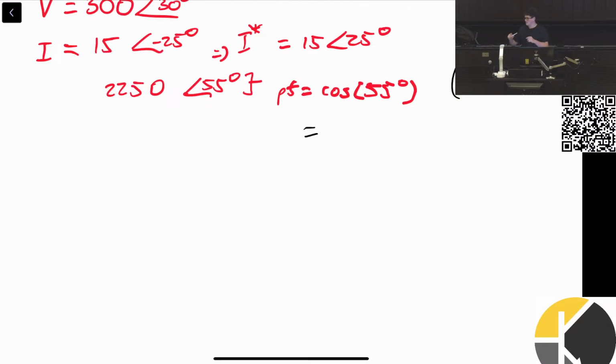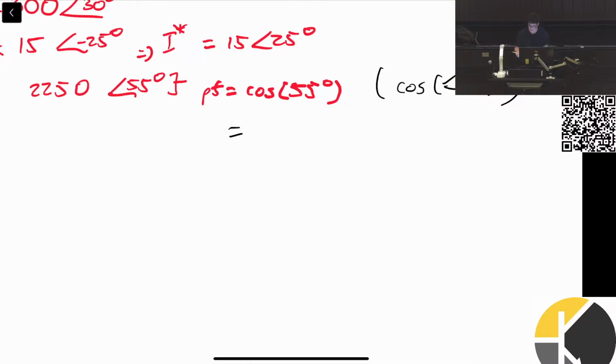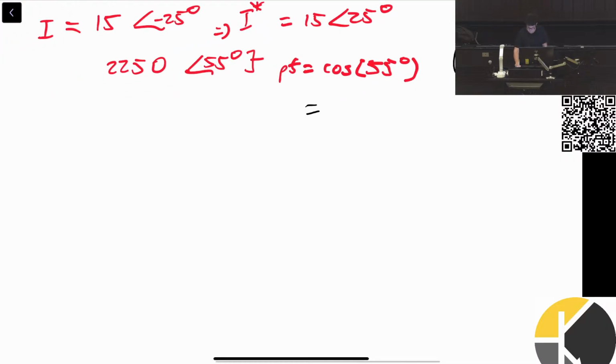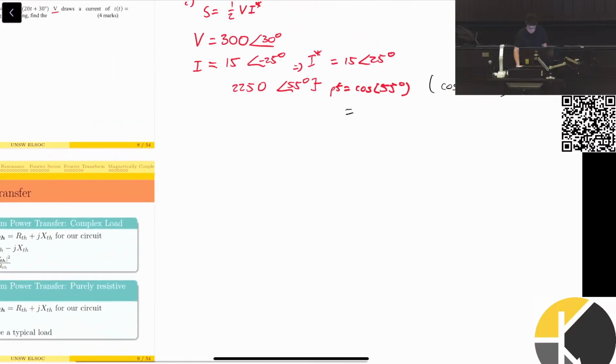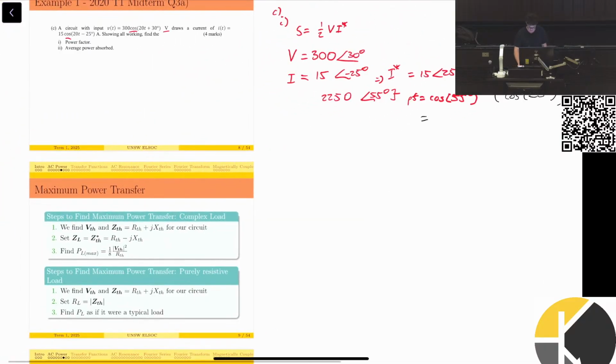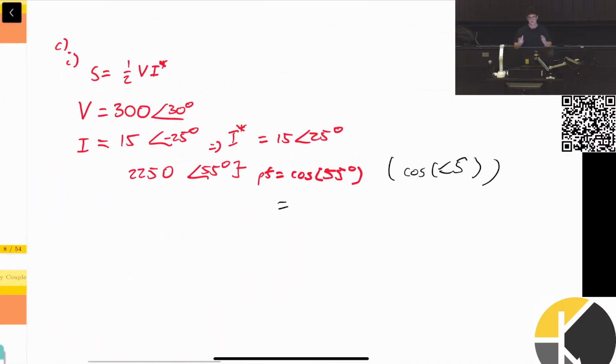It's cosine of 55 degrees, which you can put into a calculator quite easily. Does it make sense to everyone what we've done there? 0.57, easy. And it was lagging. Very important. You lose information if you don't write lagging or leading. We don't know if it's an inductive or capacitive load otherwise.